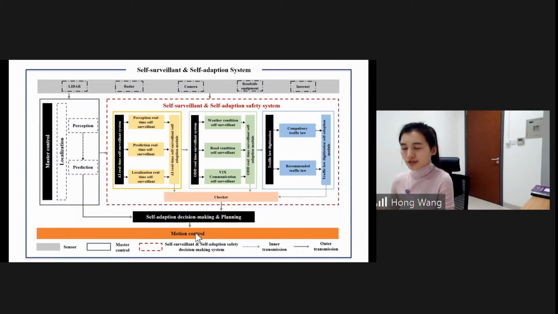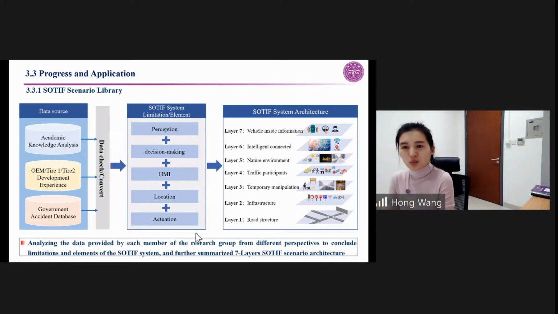Based on this system, to test it, we established one SOTIF scenario library. We proposed one SOTIF system architecture for the scenario. We collect data from academic knowledge analysis, OEM Tier 1 and Tier 2 development experience, and government accident databases. We analyze the SOTIF limitations or SOTIF elements from perception, decision-making, HMI, location, or actuation. Based on these factors, we established the SOTIF scenario architecture.